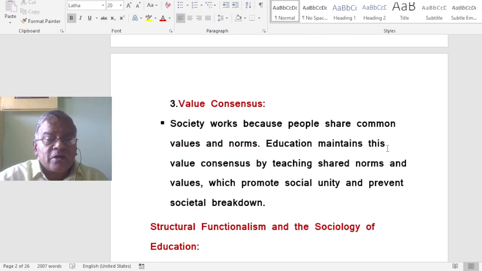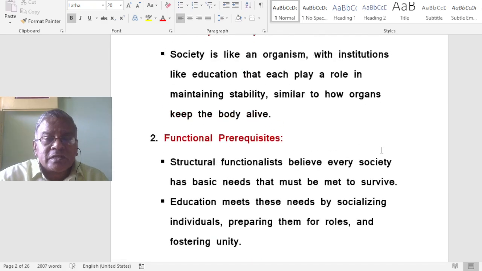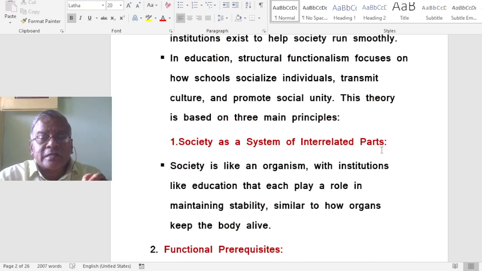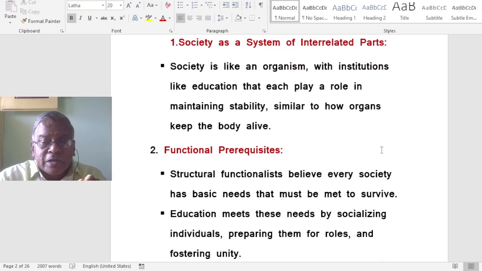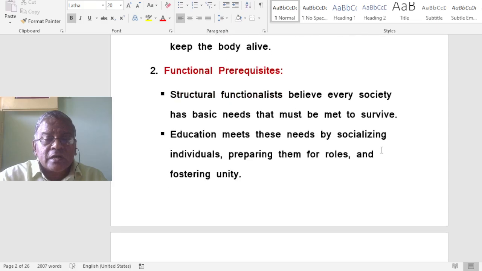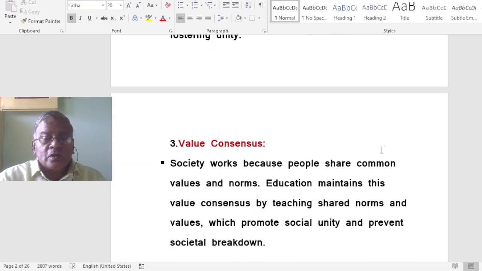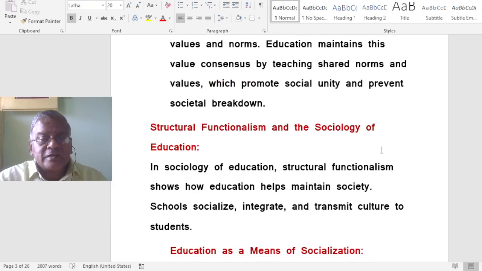The third thing is value consensus. Society works because people share common values and norms. Education maintains this value consensus by teaching shared norms and values which promote social unity and prevent societal breakdown. So once again I repeat, this theory, structural functionalism, is based on three principles: society as a system of interrelated parts, then functional prerequisites, then value consensus. Of course, you understood some insights.